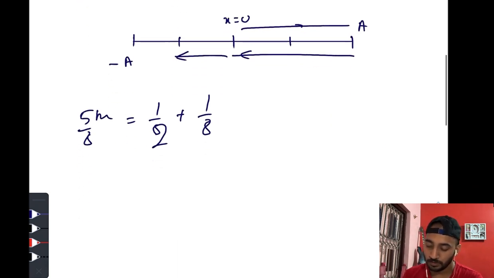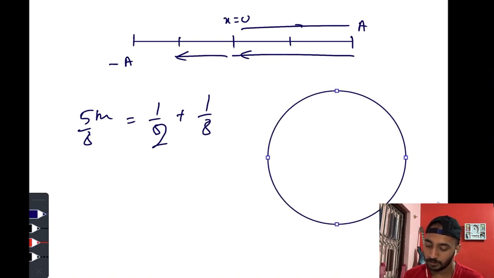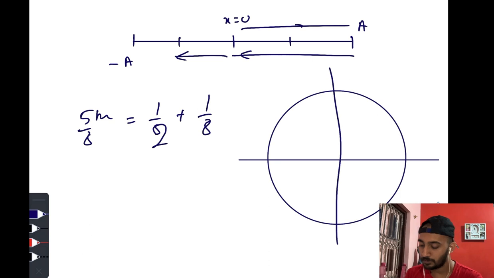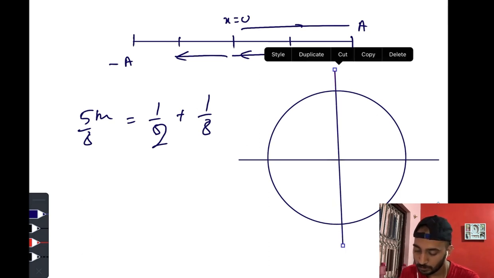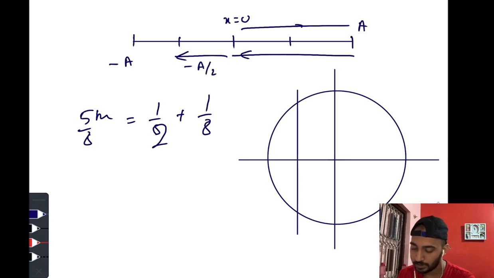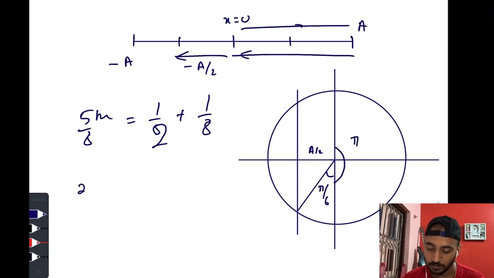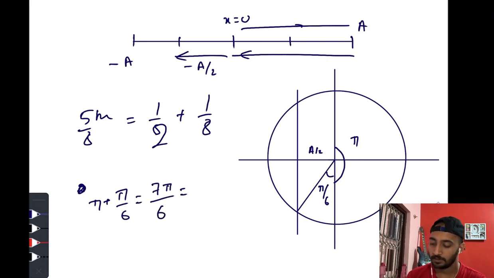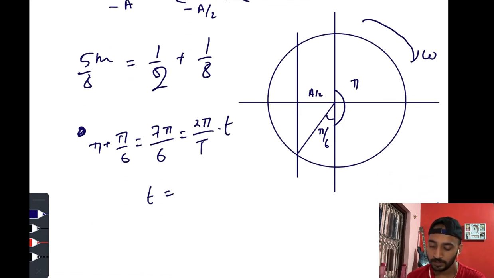So if you use a phasor diagram to calculate this result, the answer would look something like this. So this one is a/2, actually minus a/2. So let us take minus a/2 here. So this angle must be pi/6, this one is pi, so the whole angle is pi plus pi/6, that is 7 pi/6. Because the particle starts from here, this angle is covered by an angular velocity of omega, which is constant, that is 2 pi/T times small t. So final answer is 7T/12.